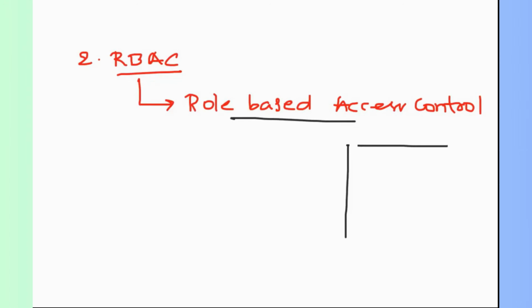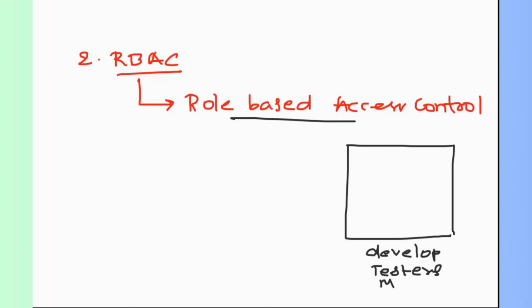Now in your organization, there will be developers, right? There will be people who are testers. There will be people who are managers. There will be people who are DevOps engineers. So how will you decide which particular group or which particular user has how much access? Let's say your organization has 10,000 users. So how will you decide which user has how much amount of access on this Kubernetes cluster?